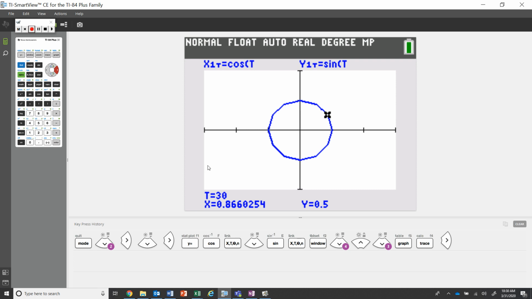And I can keep going around and testing that. The next one will bring me at 60 degrees. So at 60 degrees, remember they just switch. So now the cosine is 1/2, and the sine is square root of 3 over 2. And then we can go another 30 degrees, and we're up here at 90. We can see that when theta is 90 degrees, or t is 90 degrees in this case, we have that the cosine is 0 and the sine is 1.